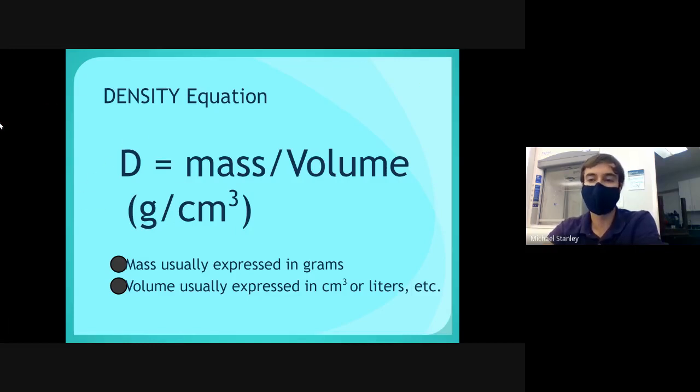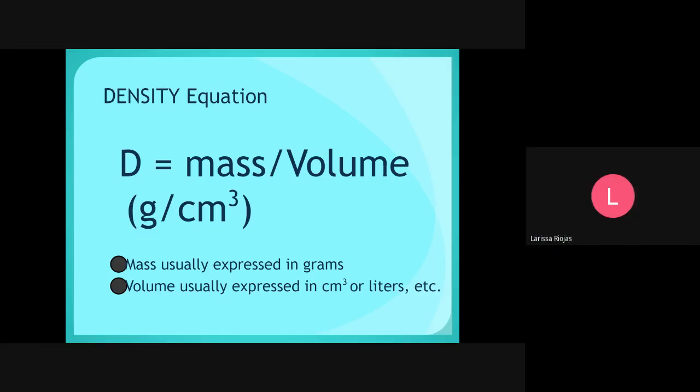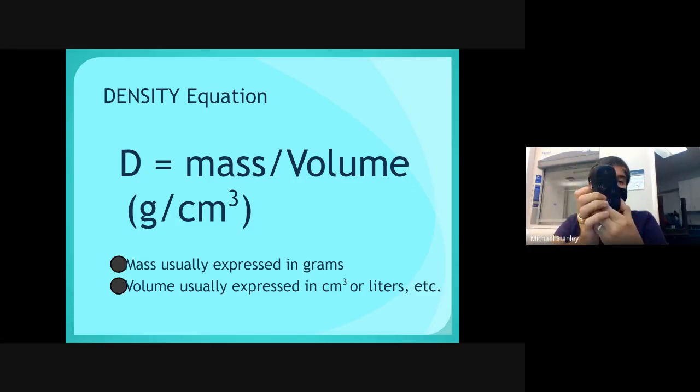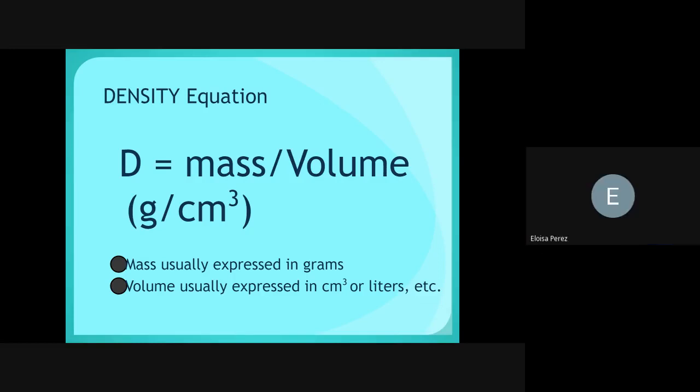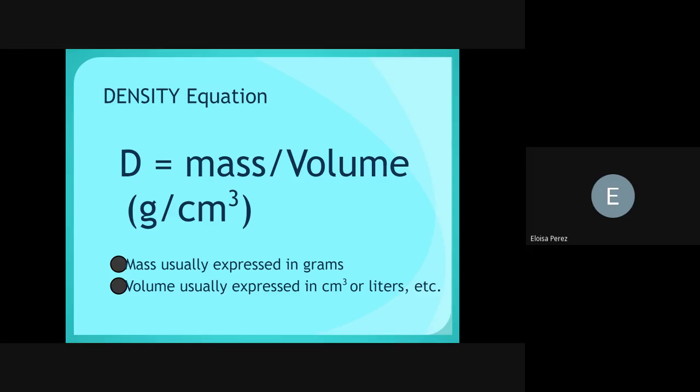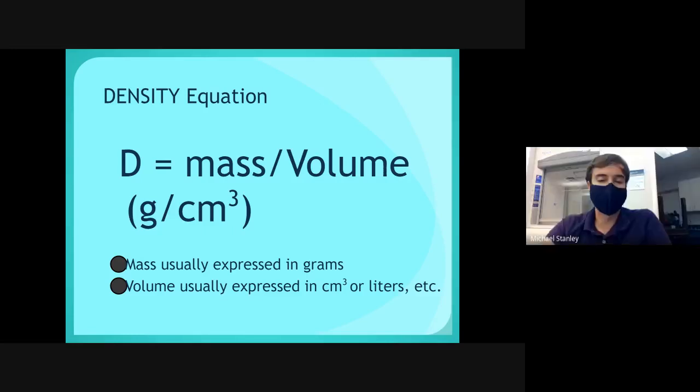Feel free to answer either out loud or in the chat as well. I can see that. Repeat it again, sir. If the volume of my computer mouse right here is 50 centimeters cubed, and the mass is 100 grams, what is the density of my mouse? 2. Bingo. It's 100 divided by 50. Nailed it. That is exactly right.